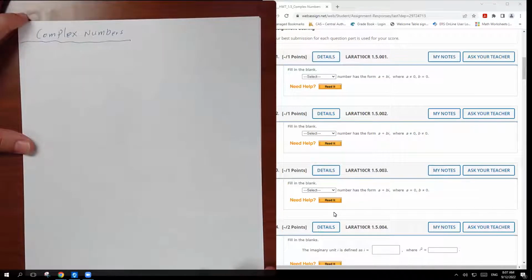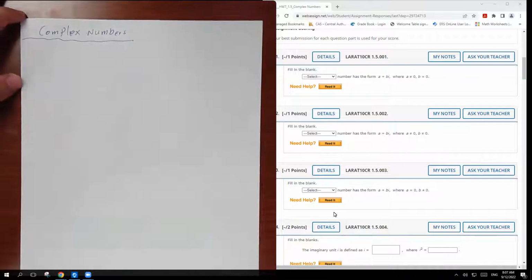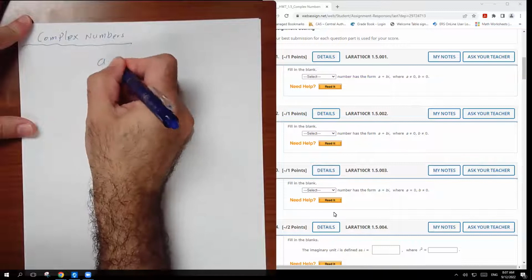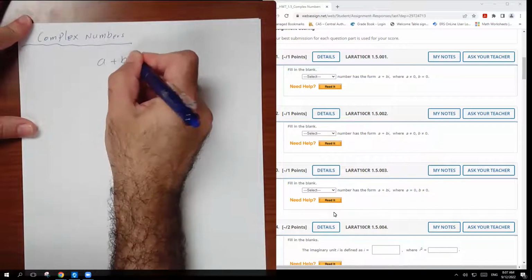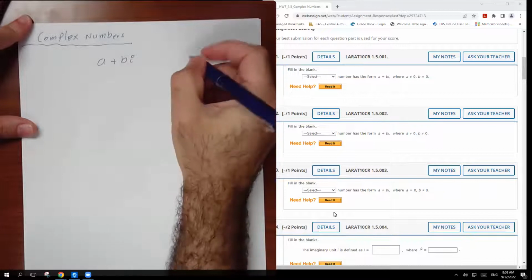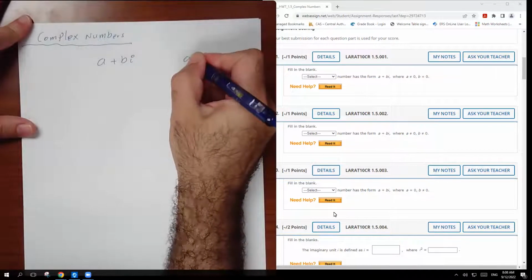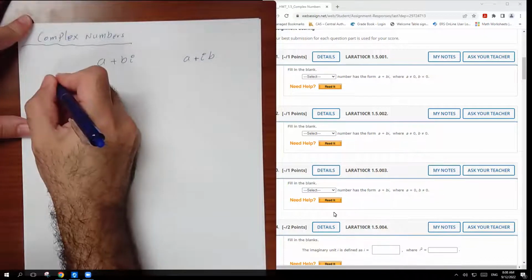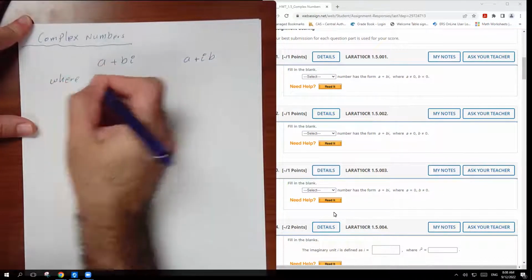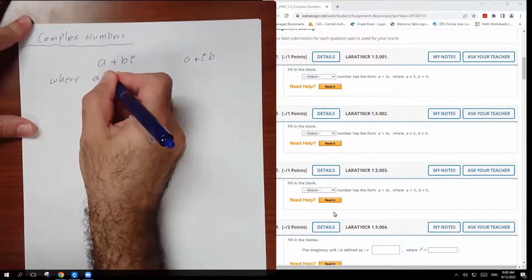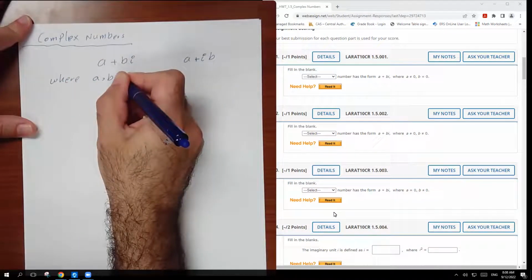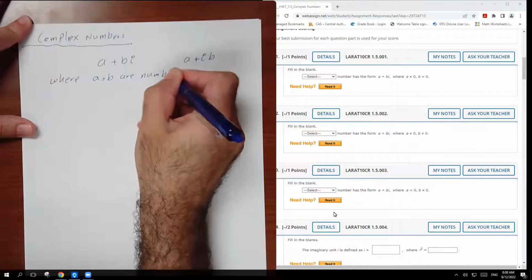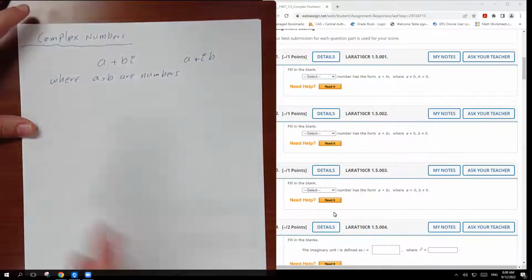Here's how we're going to write down the complex number in general. It looks like A plus Bi, or you can write A plus iB, which is the same thing, where A and B are just numbers.